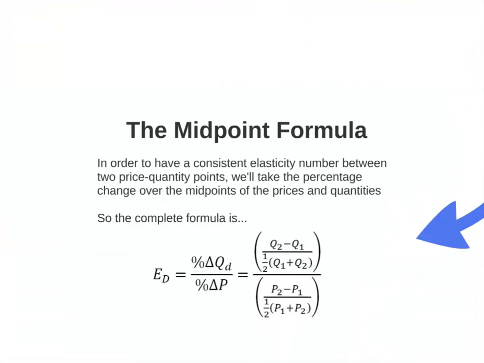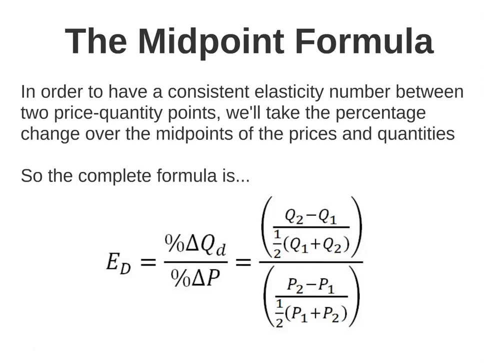Now, there are a number of different ways of making that calculation, but the mathematically most basic way is through what we call the midpoint formula. This will allow us to take the elasticity of demand between 2 points on the demand curve. And again, all we're looking for is the percentage change in quantity demanded divided by the percentage change in price. The midpoint formula then is constructed like this.